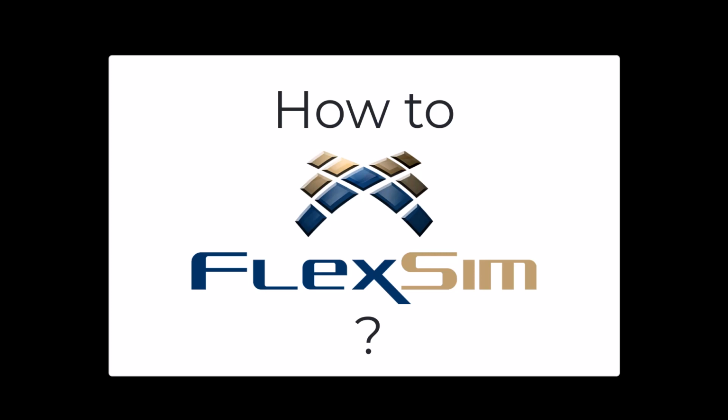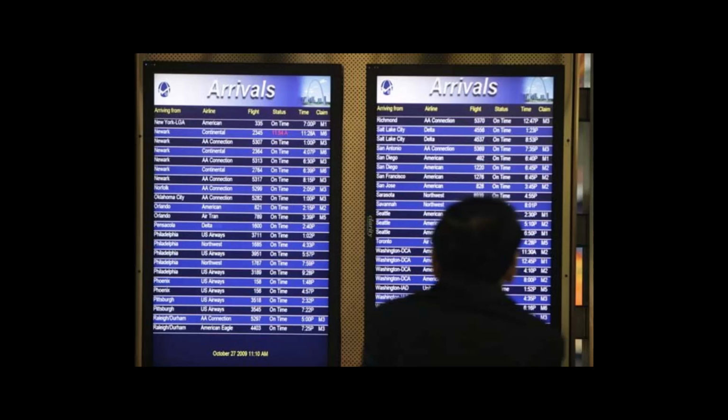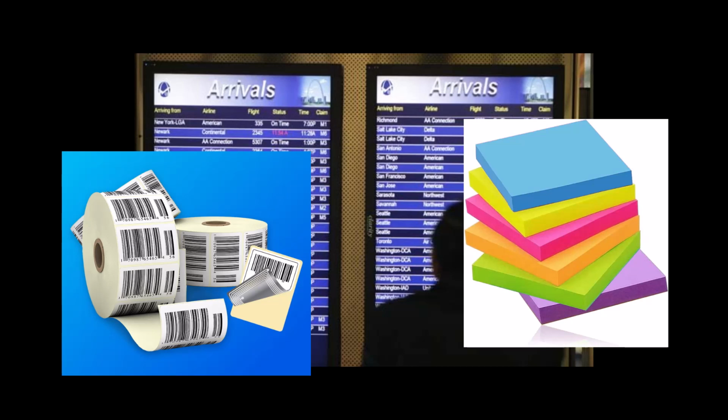In this video, we're talking about two important FlexSim elements: the arrival schedule, which is used to create flow items according to a schedule, and labels, which are used to attach information to flow items and objects.